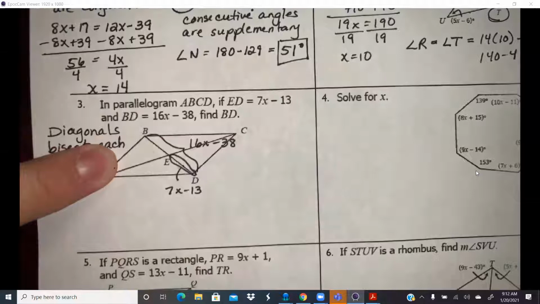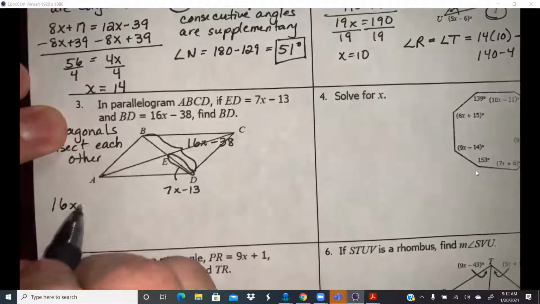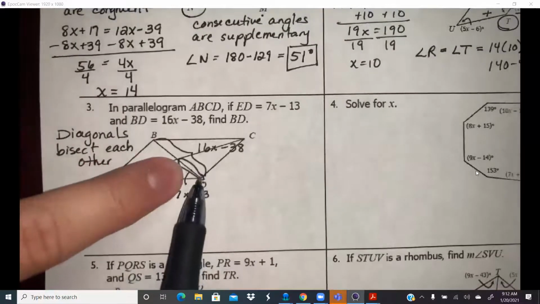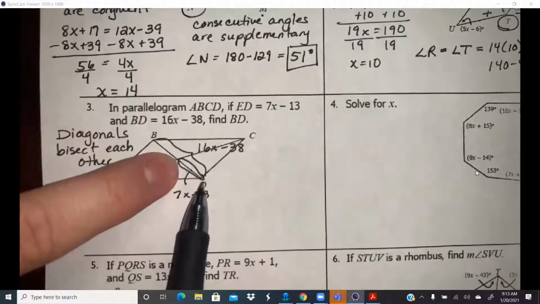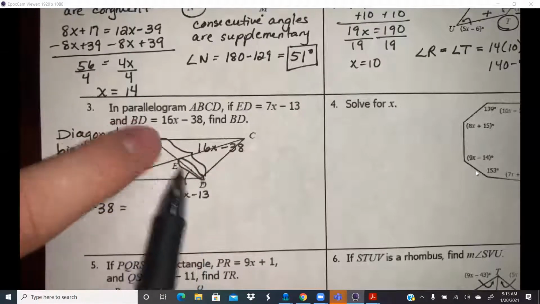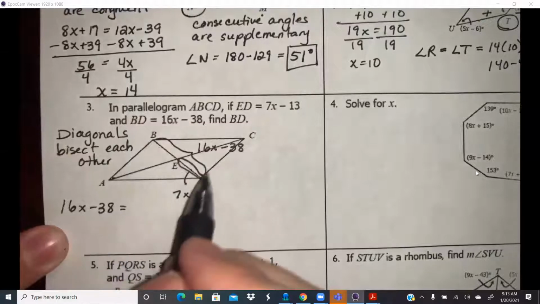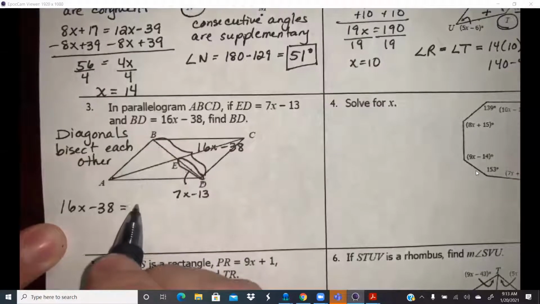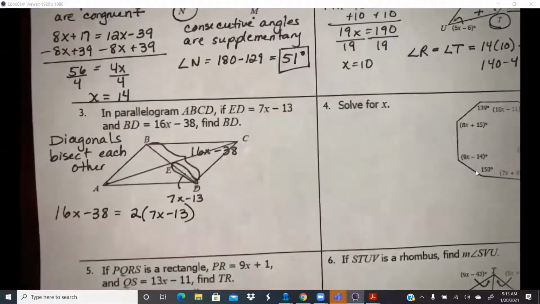All right. So essentially, when I think about the value of BD, so I have 16x minus 38, isn't that equal to double whatever this one is? Because if I have 7x minus 13 as ED, then I can pretty much copy and paste this 2 times because this is the same as that side, but that's equal to the whole thing. So I'm going to say that 16x minus 38 is equal to double whatever 7x minus 13 is.